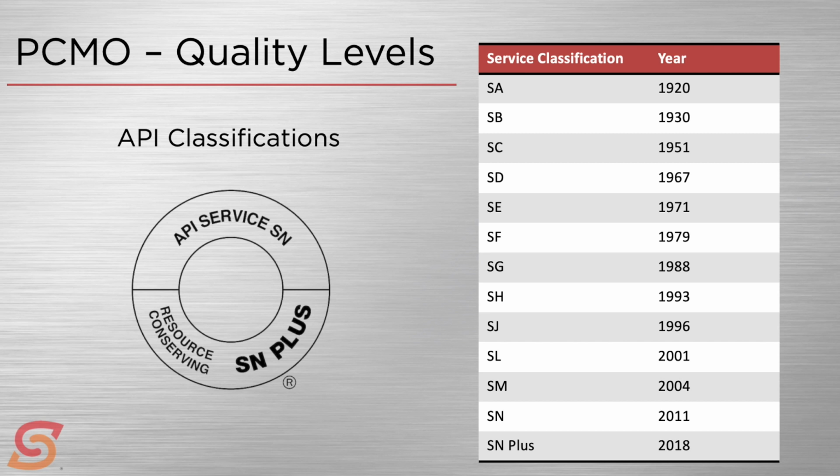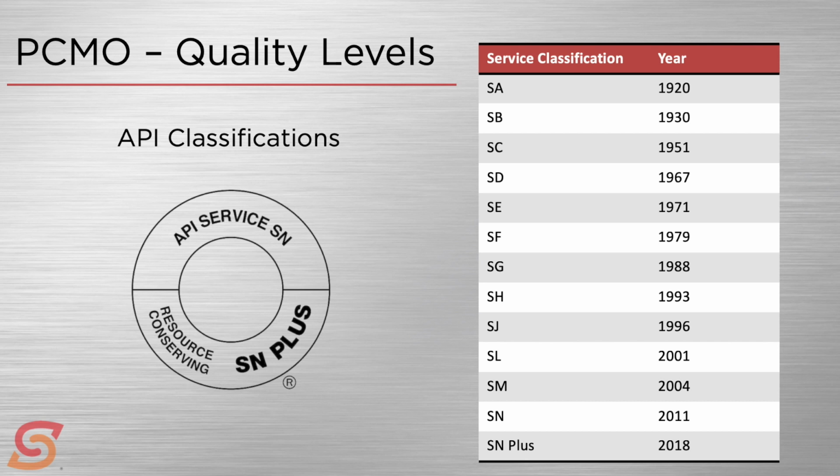SA was not much more than just a straight mineral oil, hardly any additives in it. And in 1920, they didn't think about putting much in the way of additives in cars. They hardly had any. SB had a little bit more. And you can see it marches its way through time, right? These oils are getting progressively better year by year.